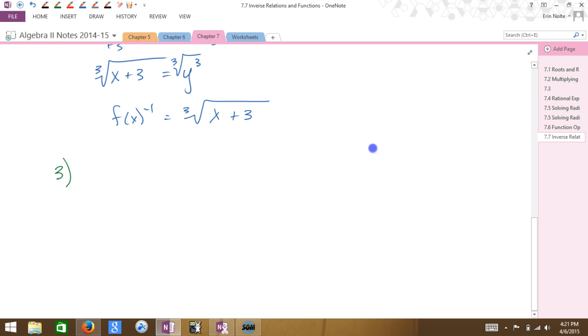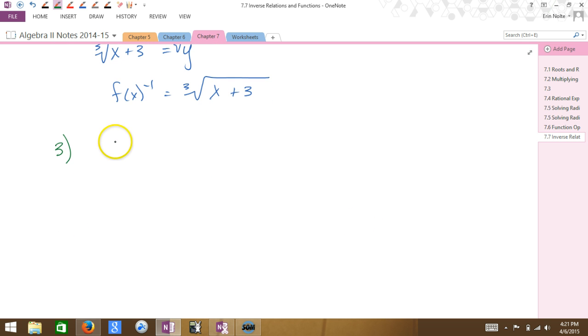Let's say number 3. How about the scenario this time is y is equal to (x plus 1) squared. So what is my first step? First step, switch the x and the y. So x is equal to (y plus 1) squared. Okay, what's my first step here? Remember, I want to get rid of parentheses, so how do I get rid of the square?